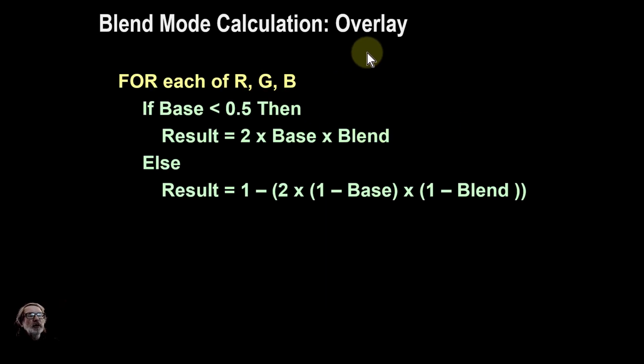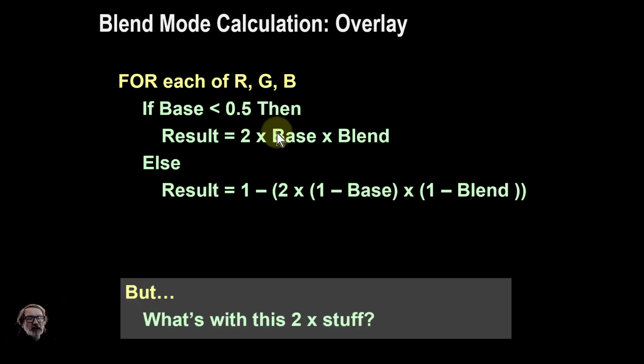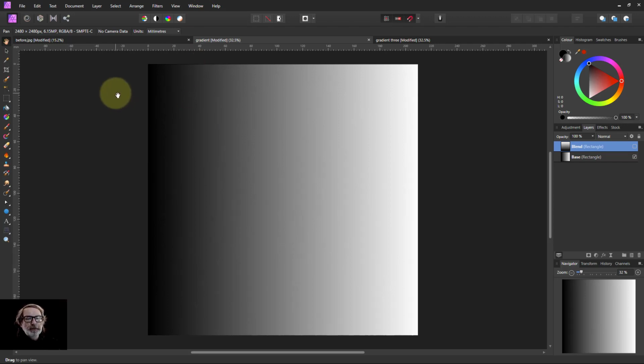The calculation for the overlay blend mode is, if the base is less than 0.5, in other words, it's darker, you're going to use the multiply, so you're going to make things darker. Otherwise, you can use the screen. However, you might have noticed in here there's a two times. What is this two times stuff all about? Well, let's have a look at it in practice.